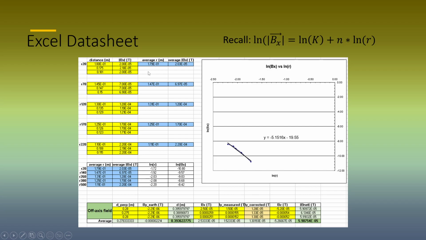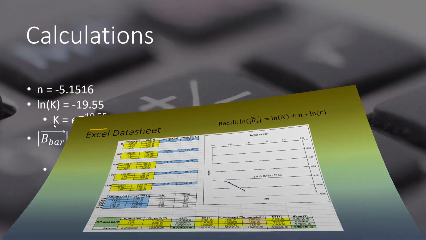For our Excel sheet, you can see our on-axis measurements right here. We were looking for these Bx values, and when we found them, we recorded the distance. We used the average of those to plot this graph. And for our off-axis, we have our d perp right here. Do the experiment, and we fill in the xyz, and we have our magnitude of the B net as well as the average of the components below.